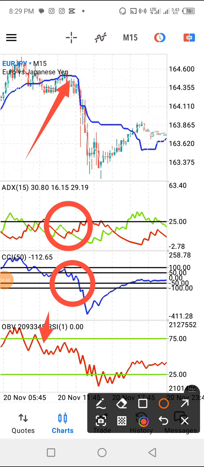Now your stop loss will be at the swing high. Exactly. Your stop loss will be at the swing high. That is in the case of sell.